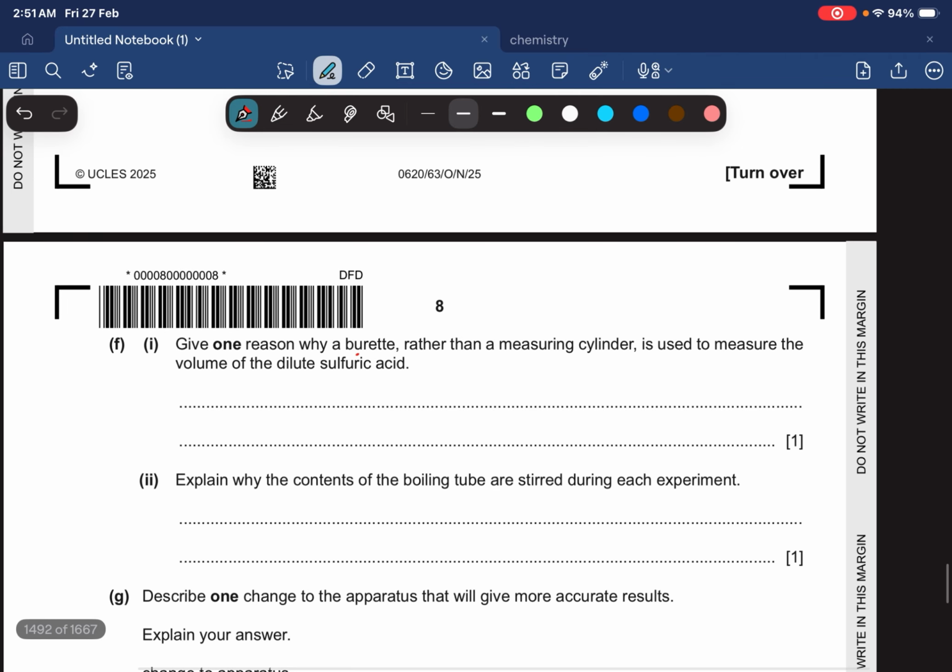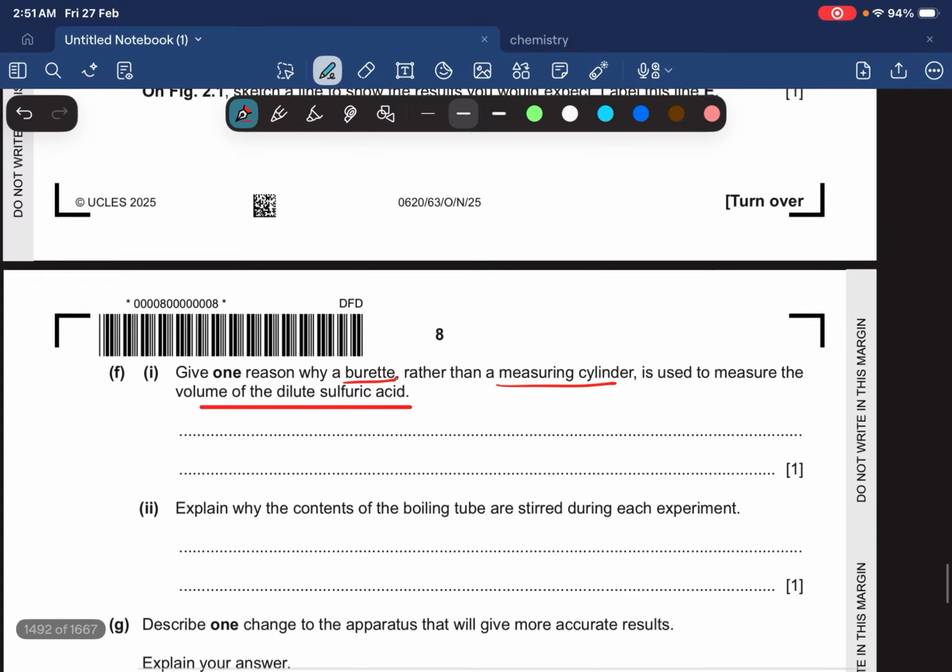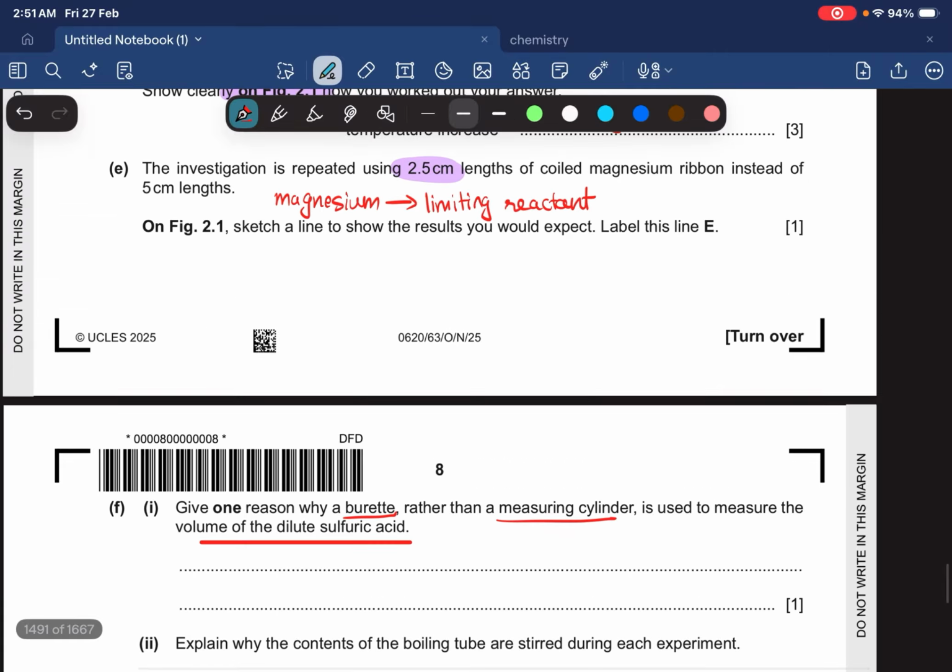Give one reason why a burette rather than a measuring cylinder is used to measure the volume of dilute sulfuric acid. A burette is more accurate than a measuring cylinder. I guess that's the easiest question you could have been asked. Why do we use a burette instead of a measuring cylinder? Burette is more accurate. Simple.